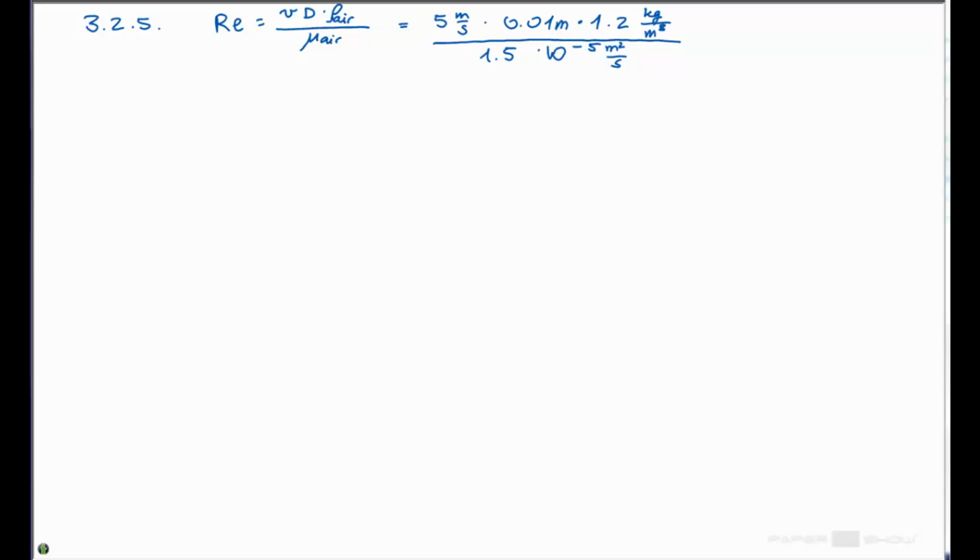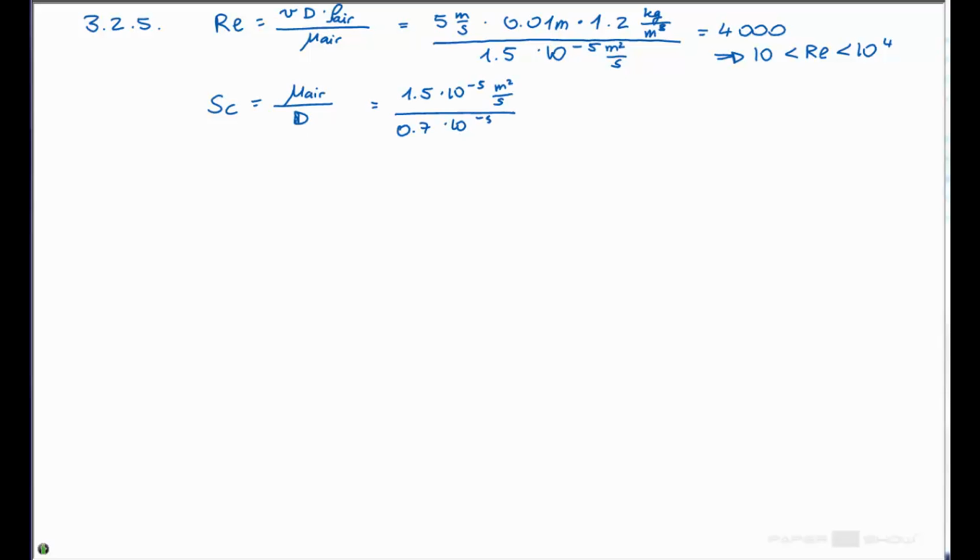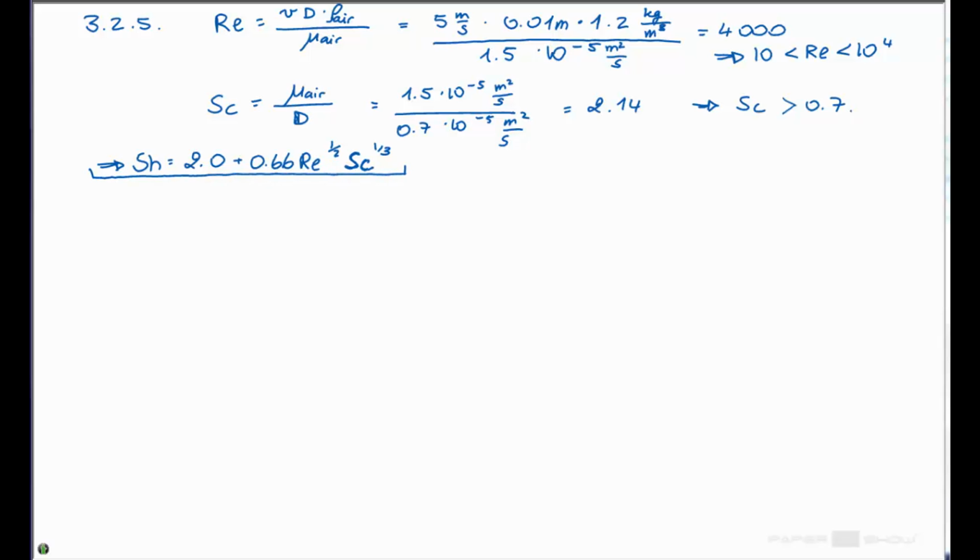This is why we calculate the value of these numbers at the moment t is 0, and we find that Reynolds number lies between 10 and 10,000. And Schmidt is larger than 0.7. We can thus use the expression for the Sherwood number 2 plus 0.66 times the Reynolds number to the power of a half and Schmidt's number to the power of a third.